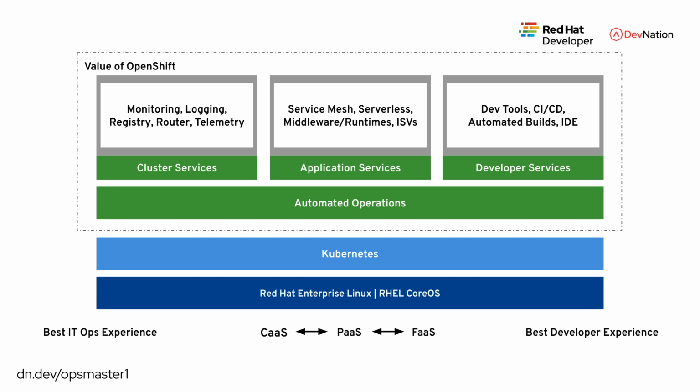And this is where we have our automated operations, which is primarily what we're going to be talking about today. We have many of the cluster services that we provide as added value, our monitoring solution, logging, our registry and router, and so on and so forth. Again, we'll be talking about those today in great detail. We offer solutions like Service Mesh based on Istio, Serverless based on Knative, and lots of middleware and other runtimes, including a full ecosystem of ISV software. And then for developers, we have lots of different tools to help enable CI/CD, automated builds, and integrated development environment, and so on and so forth.